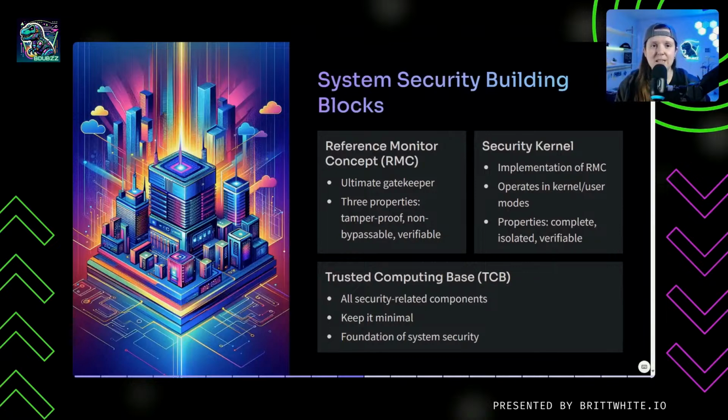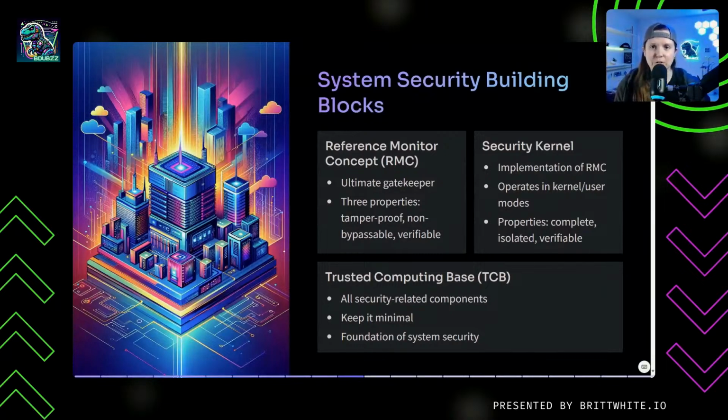The RMC must have 3 essential properties. Tamper-proof, meaning it cannot be modified by unauthorized entities. Non-bypassable, meaning it's always running and checking every access attempt. And verifiable, or simple enough to be tested and validated.